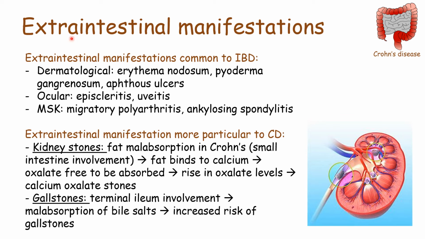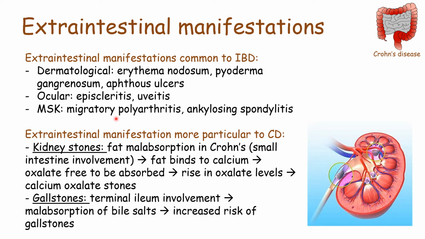So now for the extraintestinal manifestations of Crohn's disease. Here first we have the extraintestinal manifestations common to inflammatory bowel disease, so to both Crohn's and ulcerative colitis. So erythema nodosum, pyoderma gangrenosum, and aphthous ulcers in the dermatological side of things. Ocular consequences, we have the episcleritis and uveitis, MSK, migratory polyarthritis, and ankylosing spondylitis.